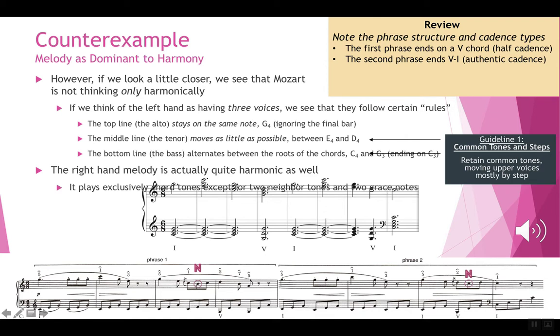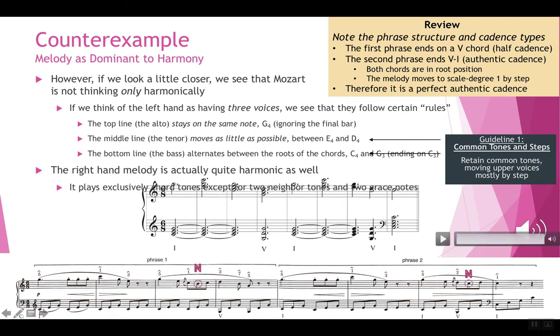The soprano ends 2-1. It moves stepwise to tonic, and the harmony goes five chord going to one chord. So that is an authentic cadence, because it's 5-1, and we can say what kind of authentic cadence. Both chords are in root position, and the soprano is moving to scale degree 1 by step, so therefore it's a perfect authentic cadence. Why don't we listen one more time?